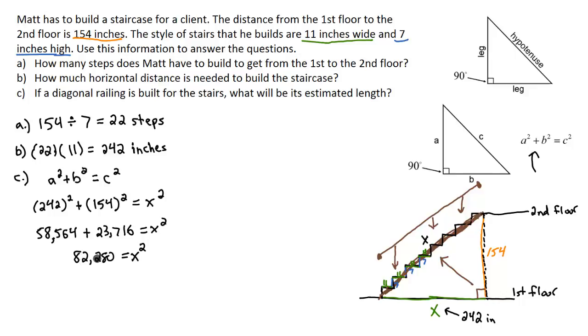That gives us 82,280. And then I have to get rid of that squaring of x. So I'm going to take the square root of this right side, which means I take the square root of the left side as well. So I'm left with x equaling about 286.84 inches. And this is approximated because we have a long decimal. So that's going to be roughly the length of our banister, or our railing.